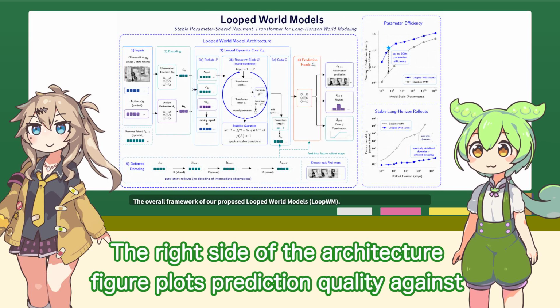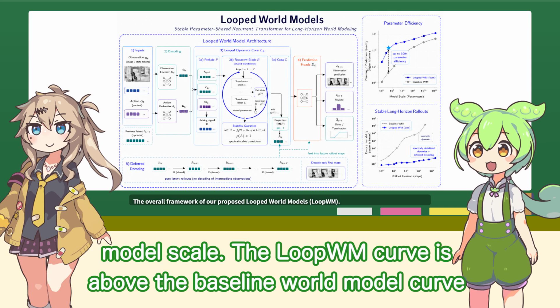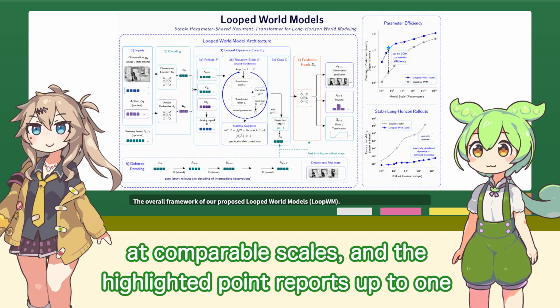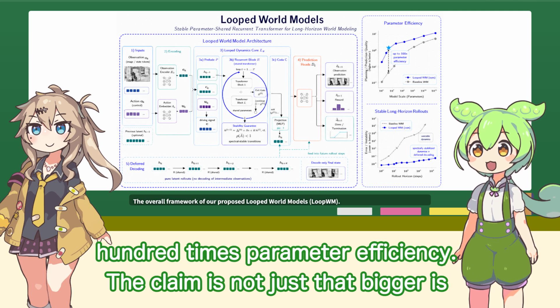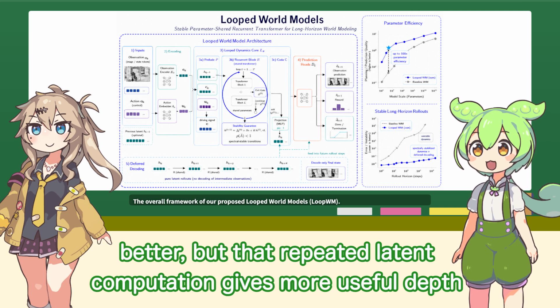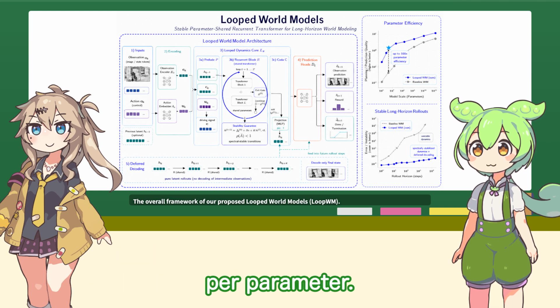The right side of the architecture figure plots prediction quality against model scale. The Looped WM curve is above the baseline world model curve at comparable scales, and the highlighted point reports up to 100 times parameter efficiency. The claim is not just that bigger is better, but that repeated latent computation gives more useful depth per parameter.